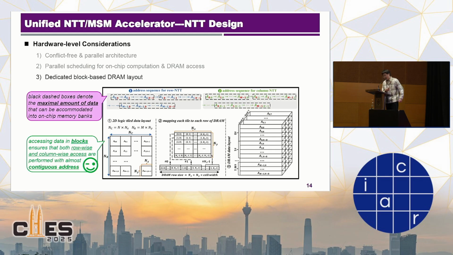To mitigate this issue and avoid matrix transposition, we adopt a block-based memory layout to store the matrix. First, we partition the logic matrix into blocks. Then, each block is mapped to each row of the DRAM. So accessing the data in blocks ensures that both row-wise and column-wise accesses are performed with almost contiguous addresses.